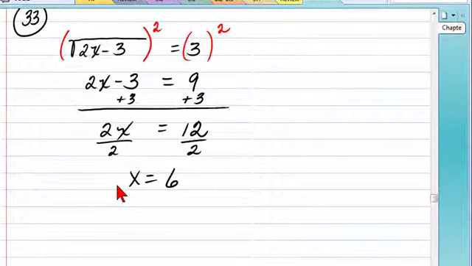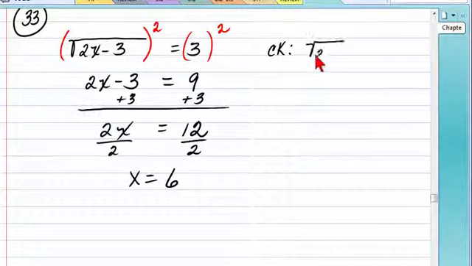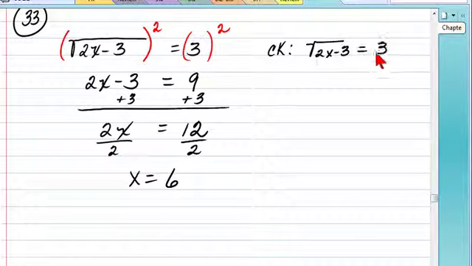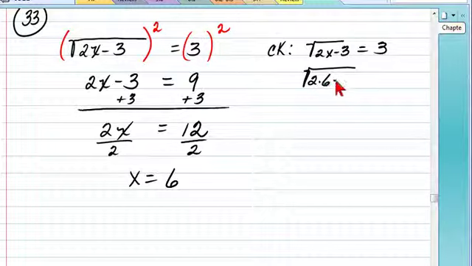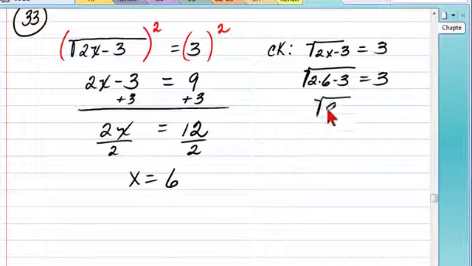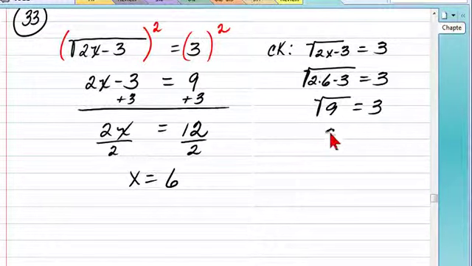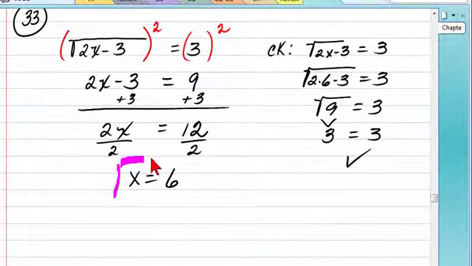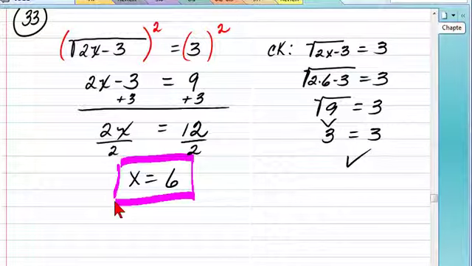Is that okay? Let's check it. I start with the original equation. The square root of 2x minus 3 is supposed to equal 3. Plugging in a 6, that's the square root of 2 times 6 minus 3 is supposed to equal 3. 2 times 6 is 12. 12 minus 3 is 9. Is the square root of 9 equal to 3? Is 3 equal to 3? Yes. So that checks. Everything's good in that problem.